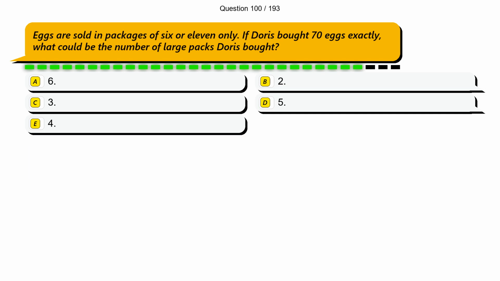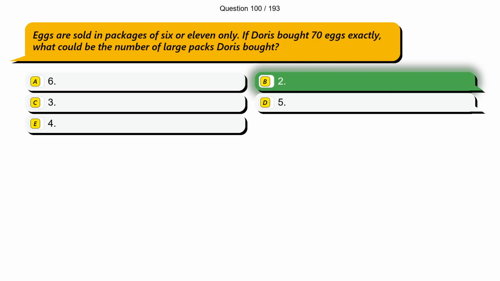Question 100. Eggs are sold in packages of 6 or 11 only. If Doris bought 70 eggs exactly, what could be the number of large packs Doris bought? Option A, 6. Option B, 2. Option C, 3. Option D, 5. Option E, 4.